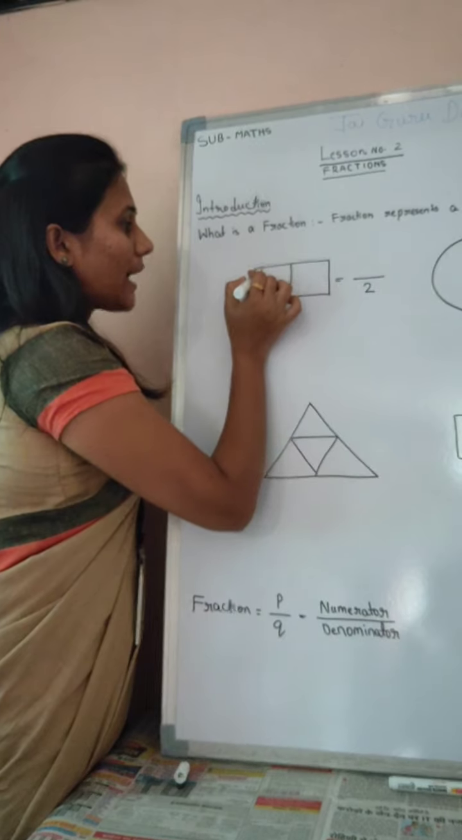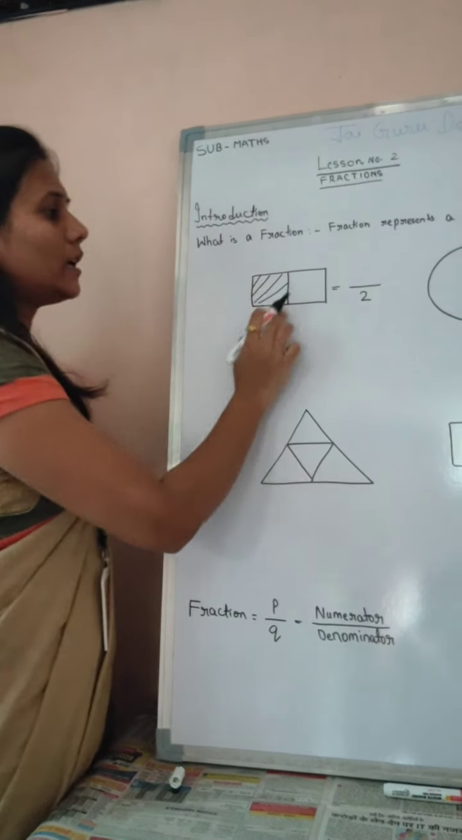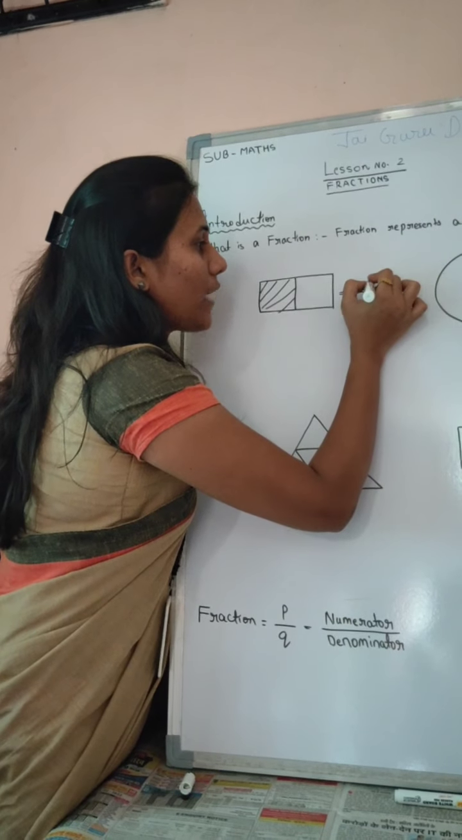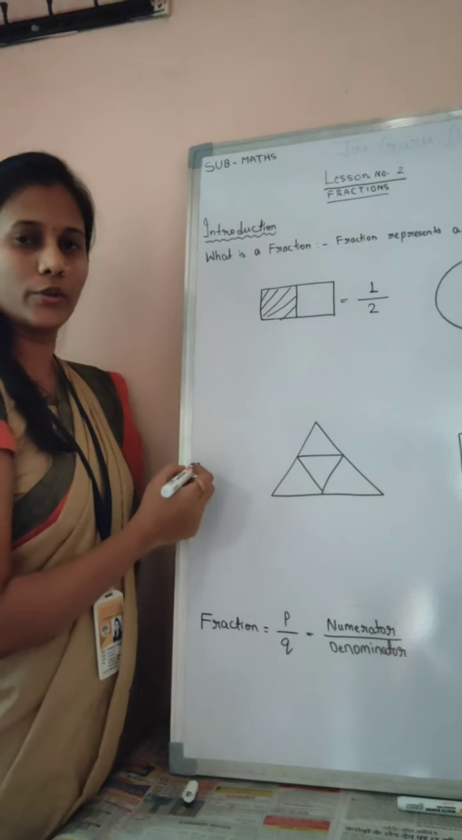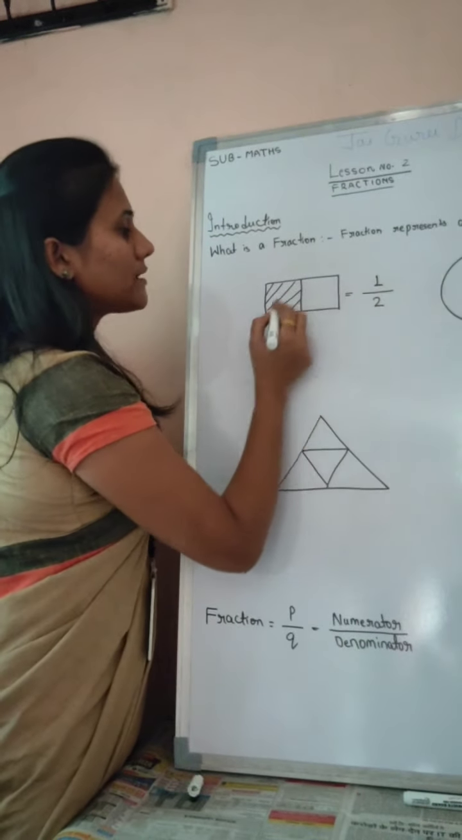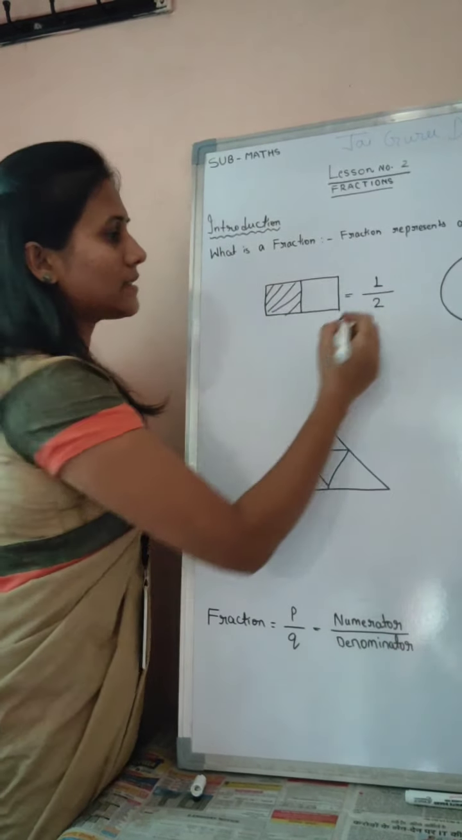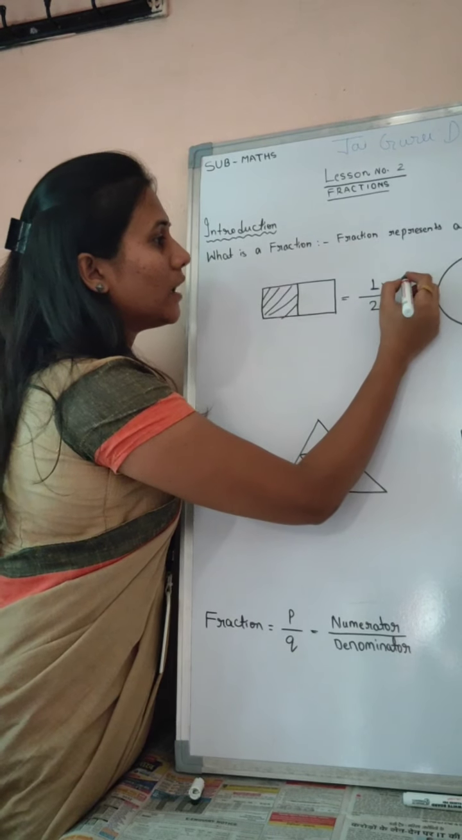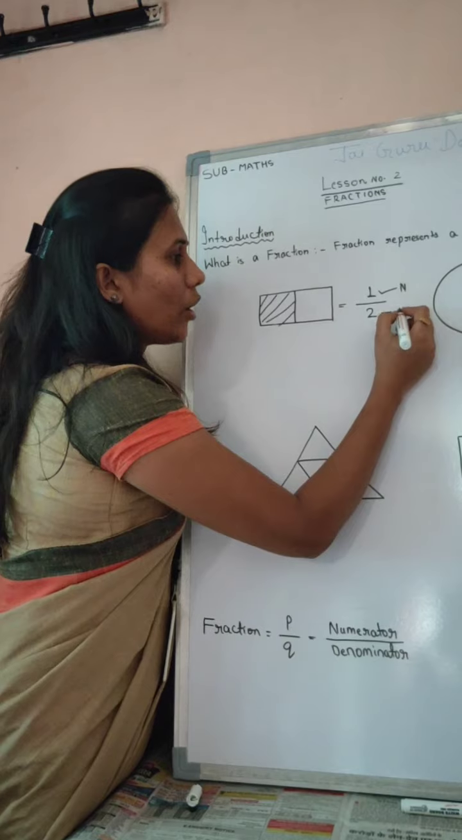And suppose I shade one part of those two parts, so the shaded portion is 1 out of 2. So here we can write the fraction of this rectangle as 1 by 2. So here 1 means the part of this whole, and this whole contains two parts, so that is written as 2. And here 1 is nothing but the numerator and 2 is nothing but the denominator.